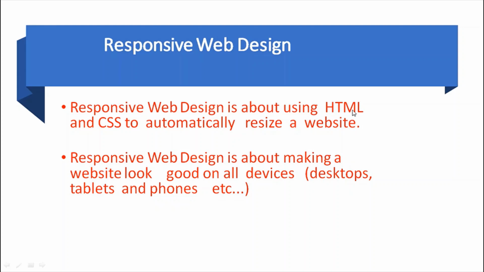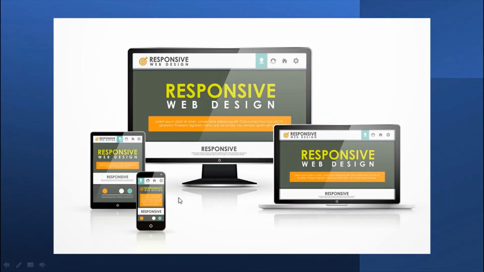First of all, let us see what is responsive web design. Responsive web design is nothing but using HTML and CSS to automatically resize a website. By using responsive web design, we can make the website look good on all devices like desktops, tablets, phones, etc. Let us see. The same content can be viewed on different devices like this: tab, laptop, and phones. They only automatically resize the content. By using CSS queries, we can do this.